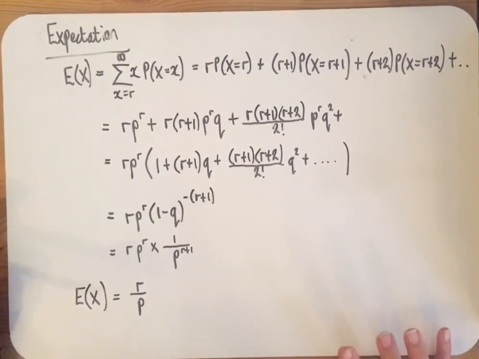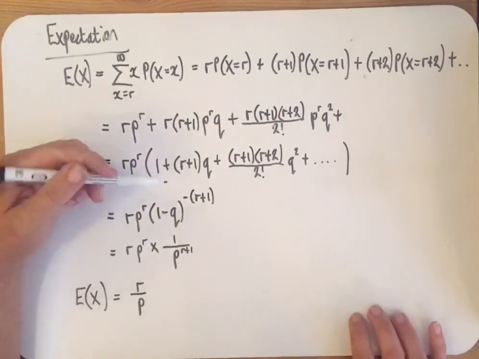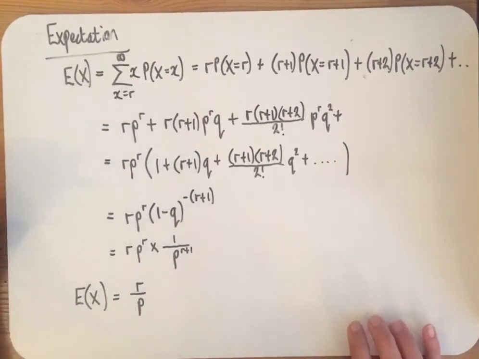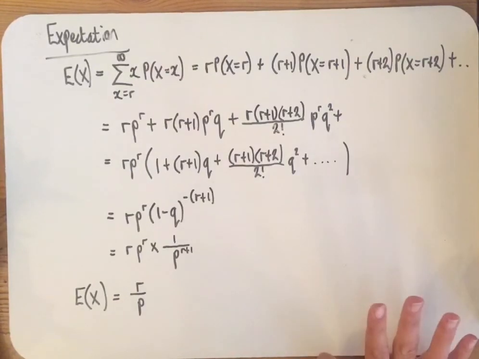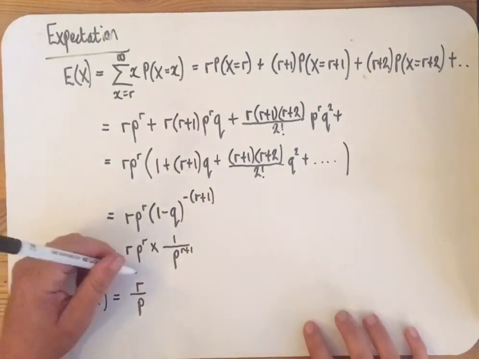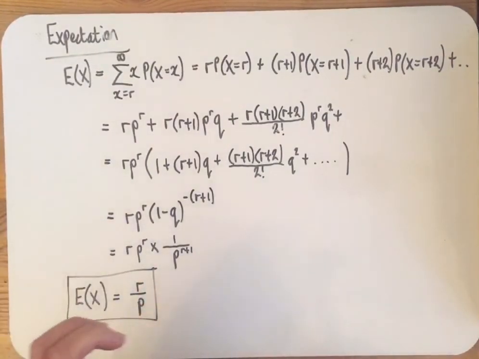And the proof for the variance is similar. You need to find the expectation of x squared, and you'll find that you use 1 minus q to the minus r plus 2 in that proof. But I'll leave that with you if you fancy having a go at it. And next video, I'll give an example using the expectation and I'll give you the formula for the variance as well. So expectation of x, r over p.